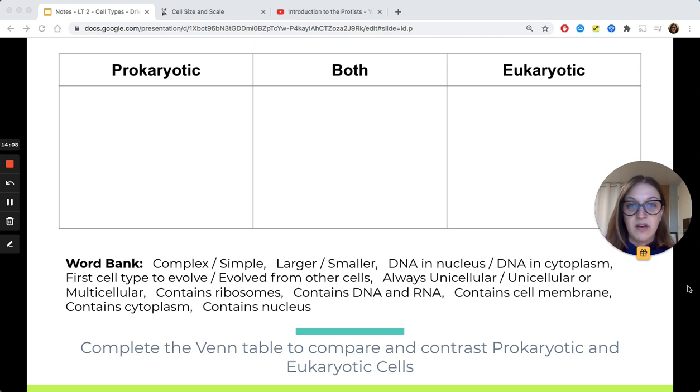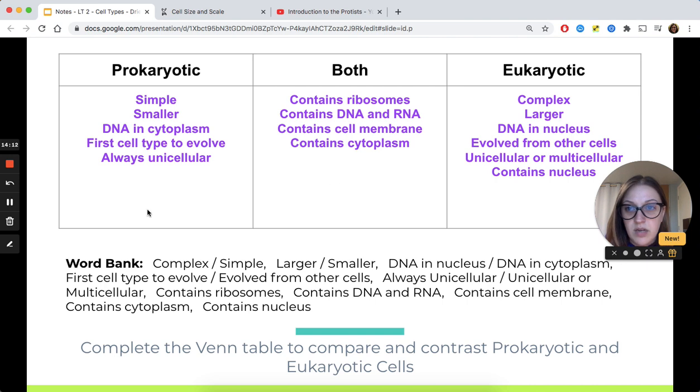All right, let's compare our answers. So if we take a look at your answer key, prokaryotic cells are simple. They are smaller. Their DNA is floating in the cytoplasm. It is not protected in a nucleus. Prokaryotic cells were the first types of cells to evolve, and they are always unicellular.